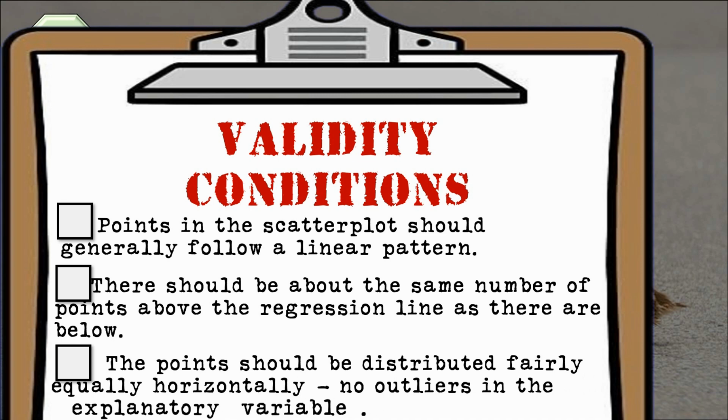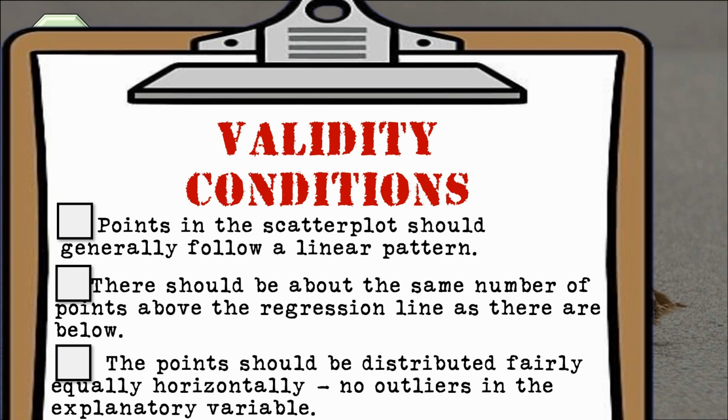And then finally, the points should be distributed fairly equally along the horizontal axis, the x-axis. No outliers in the explanatory variable. I want to avoid not only influential observations, but some of our math that's happening behind the scenes here is also relying on the fact that I don't have any major outliers, even if they do stay within the main pattern. As long as these 3 requirements are met, I can take a theoretical approach. Otherwise, it's simulation for this guy.